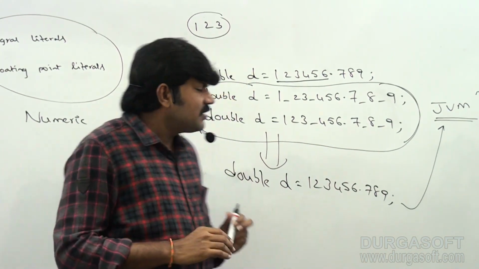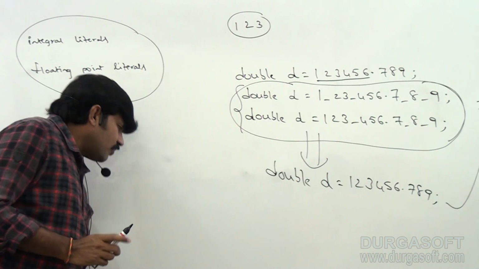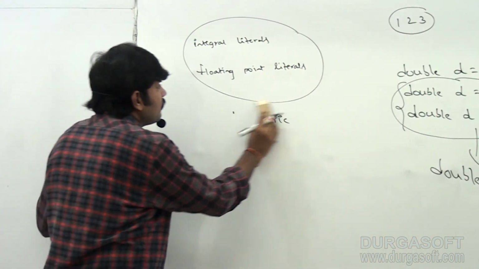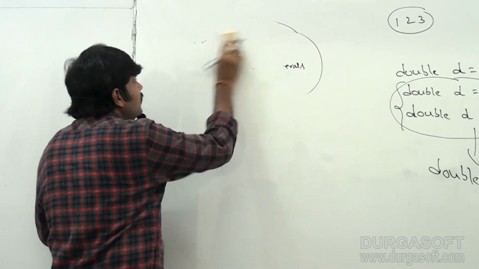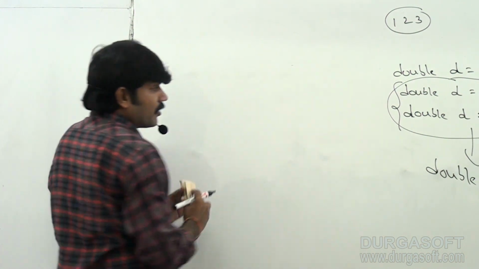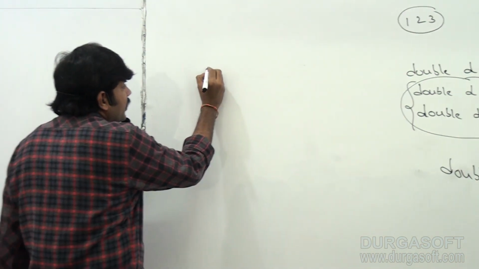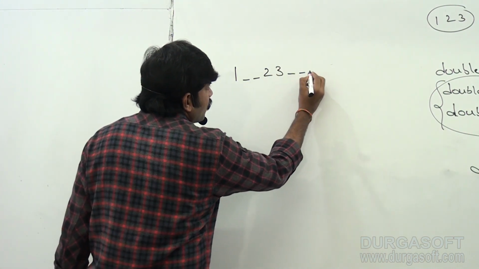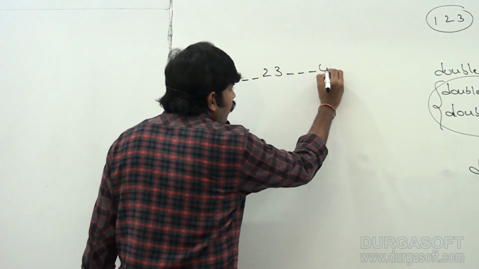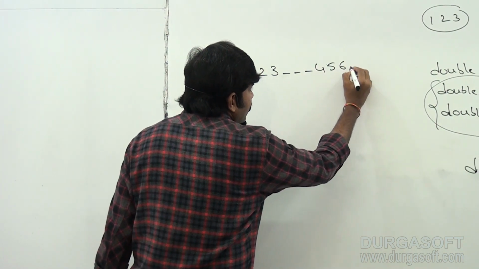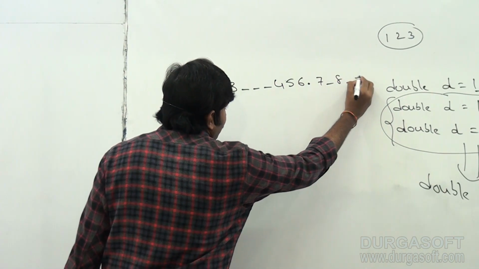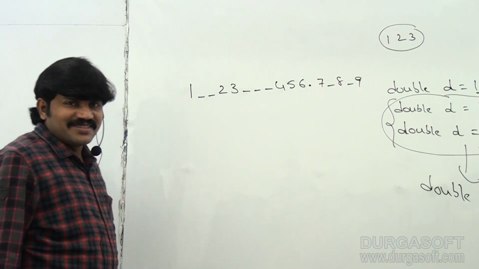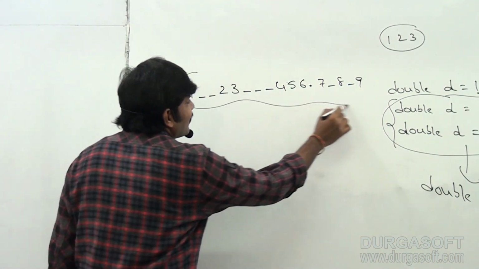Clear, right? Sir, now I have one more small doubt. How many underscore symbols can I add? Is it only 1 or multiple underscore symbols? Now observe here, 1 underscore underscore 2 3 underscore underscore underscore 4 5 6.789. Can you please tell, is it valid or not?